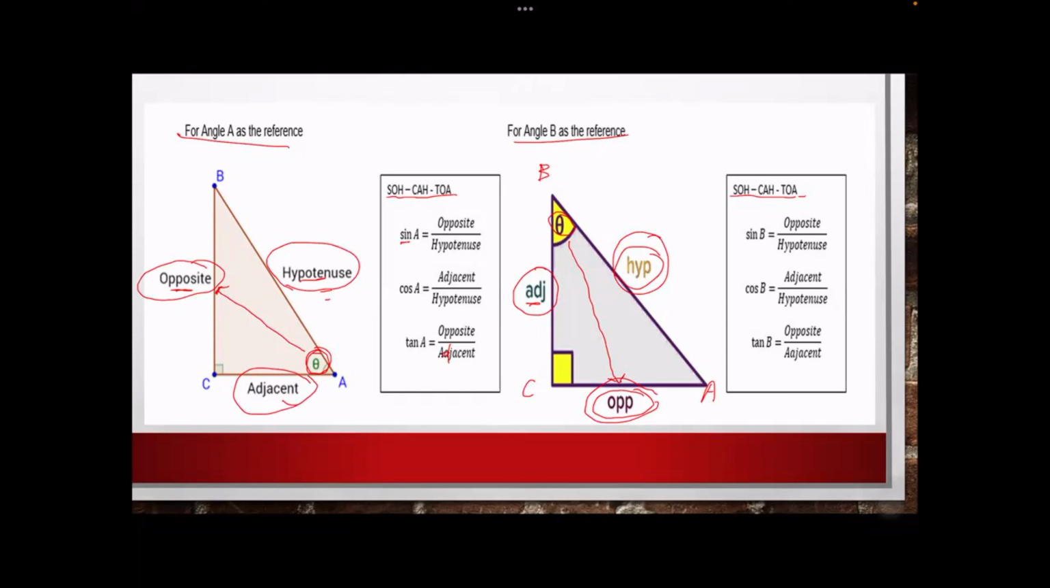May kinalaman kasi siya sa pag-solve ng given later. Okay? Question? Can we proceed to the example? Okay, let's proceed to the example.